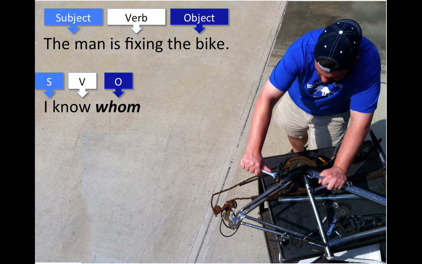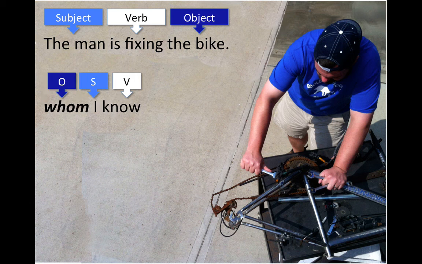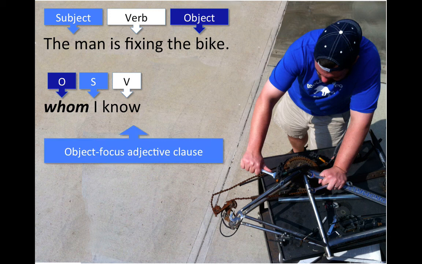So we're going to replace that with the relative pronoun "whom," a little bit formal, but that clearly marks the object. Now to make the relative clause, we must move the relative pronoun, always, to the front of the relative clause. So we do that like this: "whom I know." Now you notice the order has changed a little bit. It's object, because the relative pronoun "whom," then the subject, then the verb. So it's object, subject, verb. And since the relative pronoun is an object, we know that this is an object-focused adjective clause.